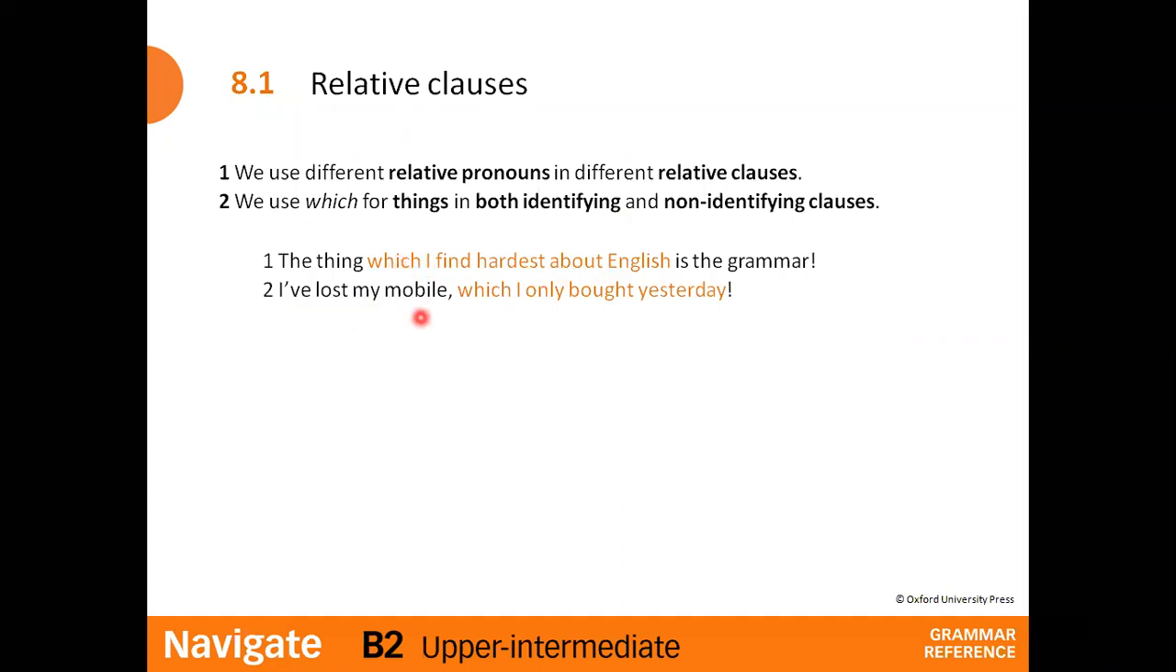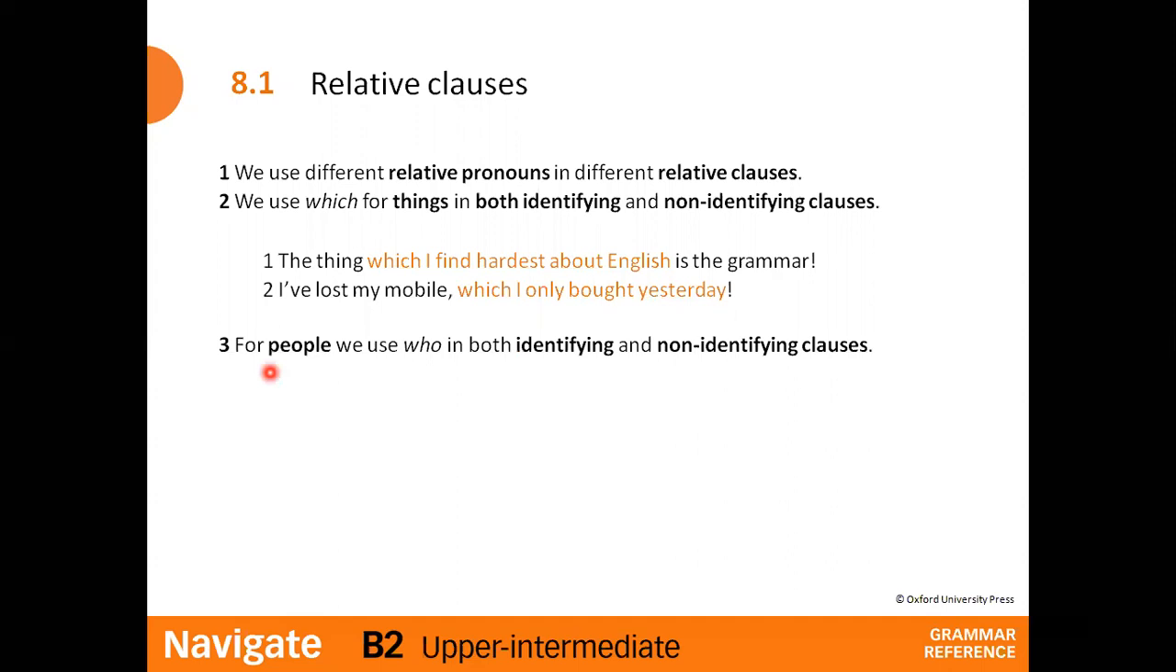I've lost my mobile, which I only bought yesterday. So sad. Here you can see which again, and this sentence is a non-identifying relative clause, and it is separated with a comma. Mobile is given extra information with which, and so on.